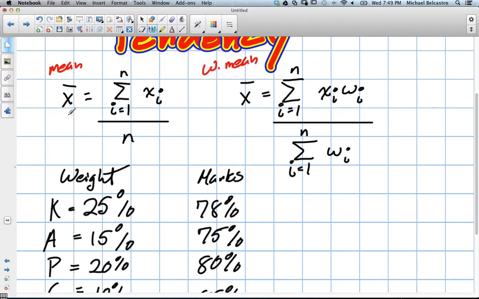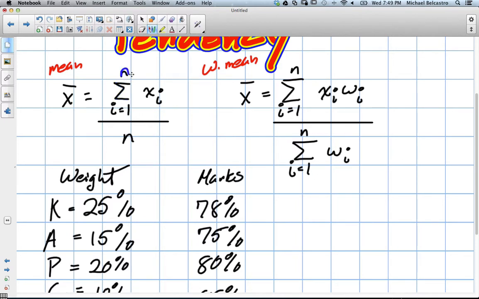Let's talk about what these symbols mean. This means the mean. I should have used a different word, but that's what this is defined as, the mean. This funny looking symbol, almost like an E, means the sum of. So when they say the sum of, they mean they want you to add up every single value. That's what a sum is.